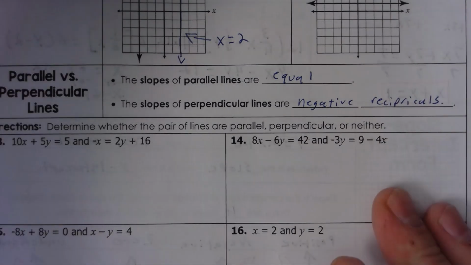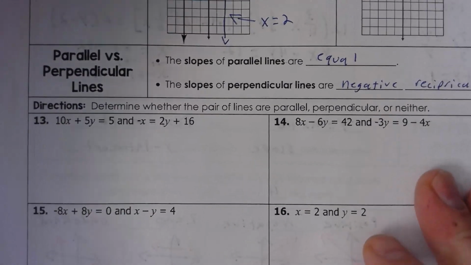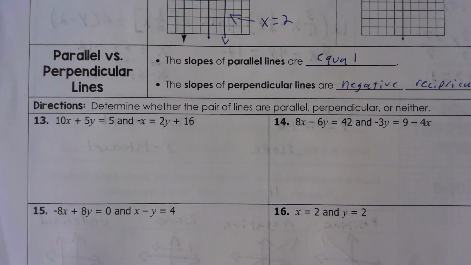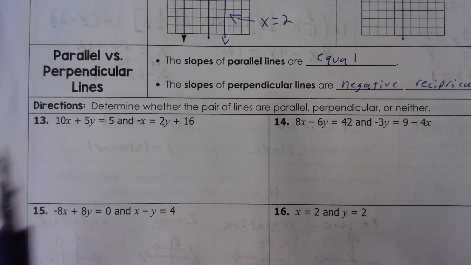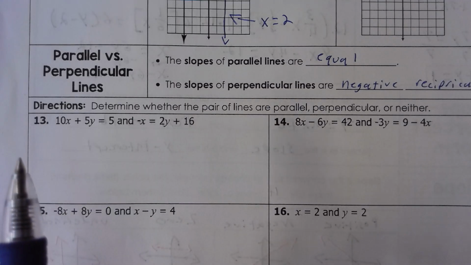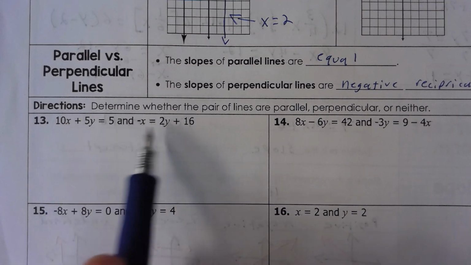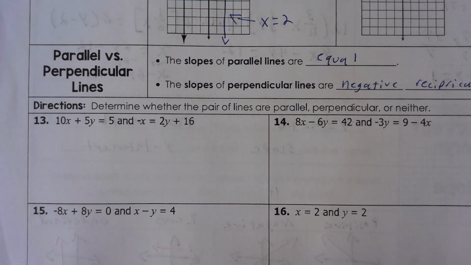So how do we determine what's what? Well, we have got to solve these equations for y in slope-intercept form. So both of these, when I get through, are going to look like y equals mx plus b.